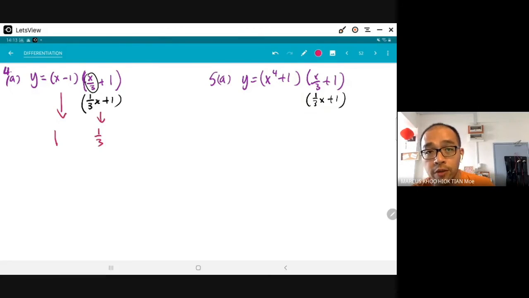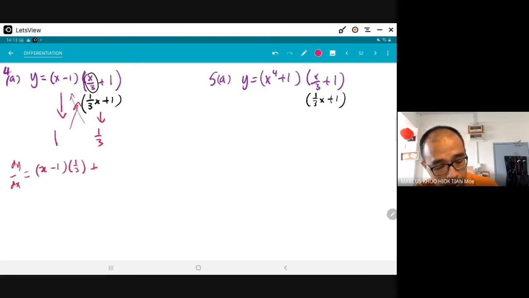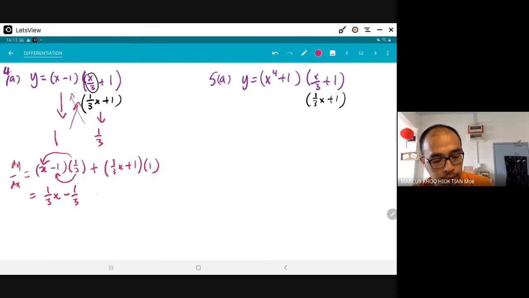Then after that, remember you cross multiply. So dy/dx will be x minus 1 times 1 over 3, plus (1 over 3x plus 1) times 1. You cross multiply the two. So this one you get 1 over 3x minus 1 over 3. Multiply this with this, and this with this. Plus 1 over 3x plus 1.